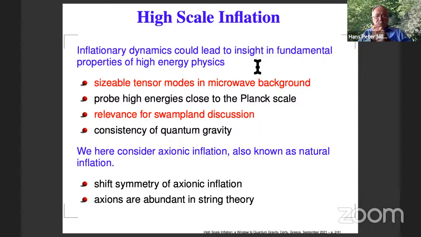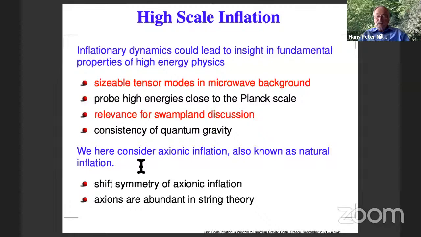The point is that it leads to sizable tensor modes in the microwave background. So if we can measure those, then we know that there is something happening at a very high scale. So it probes high energies close to the Planck scale. And therefore it might of course have relevance for a discussion of what is a consistent quantum gravity theory. And it might be relevant to some of the issues which are discussed in the swampland discussion at this point. We here consider one specific model of inflation as an example to illustrate this high-scale inflation, and it's axionic inflation, also known as natural inflation. It is motivated by the fact that axions are abundant in string theory, and it gives us a nice symmetry to assure the flatness of the potential.